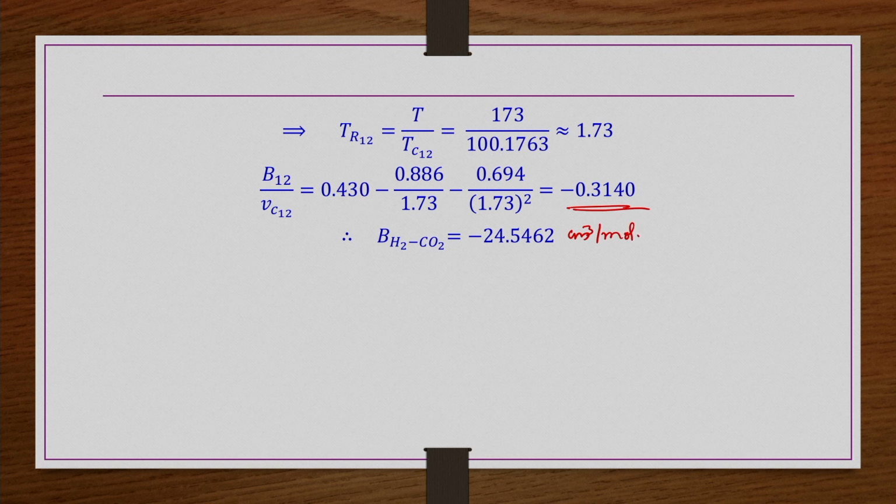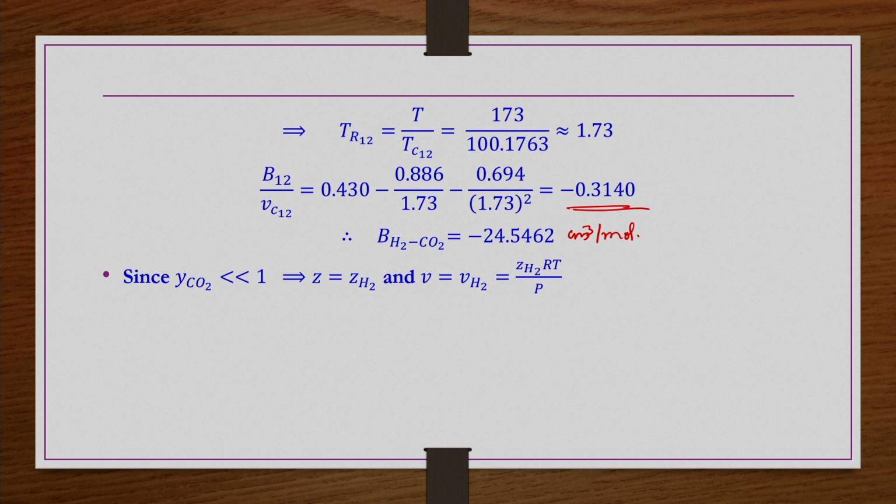So, this is how we can make use of these correlations to get the second virial coefficient without much information from the problem statement. The only thing you need is information about the critical temperature and critical pressure. Then you can get the reduced temperature, that is the temperature at which you want to find the virial coefficient divided by the critical temperature. Any of these correlations can be used appropriately, depending on the nature of the molecule, to get these second virial coefficients.